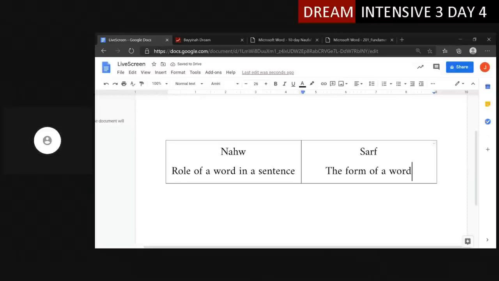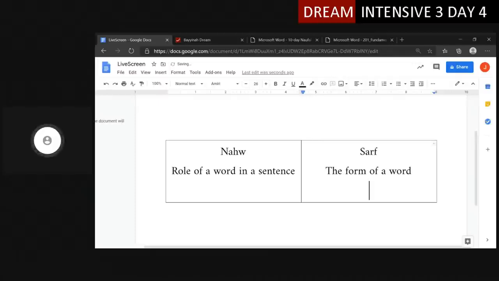Like for example, in actually no, never mind. I'm not gonna use English. That's gonna confuse everybody. Okay, Nahu is the role of a word in a sentence, while Sarf is the form of a word. So we'll use the hardest one, and hopefully, if you guys can understand the hardest one, then everything else will make sense. There's fa'il in Nahu, and there's ism fa'il in Sarf. Okay? Fa'il in Nahu, ism fa'il in Sarf.